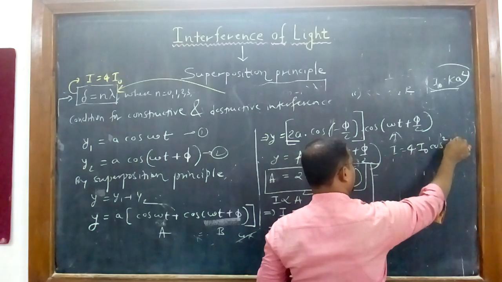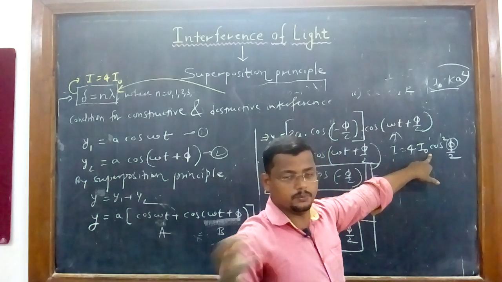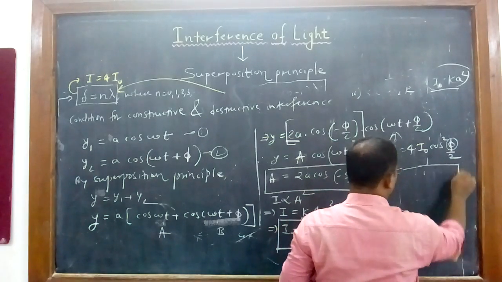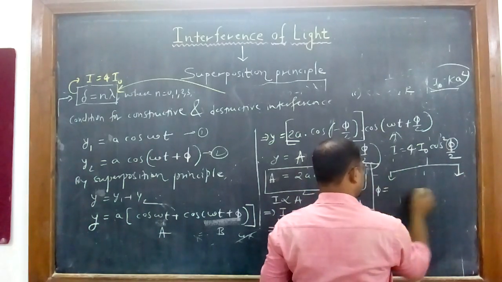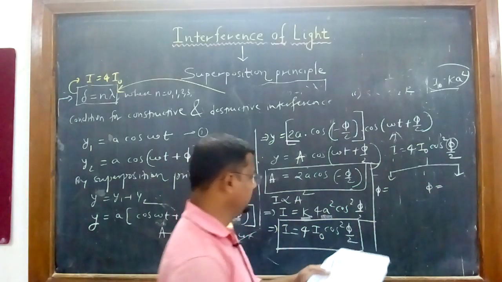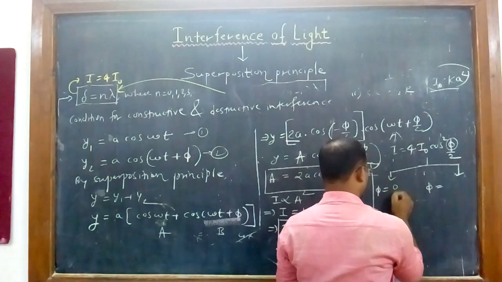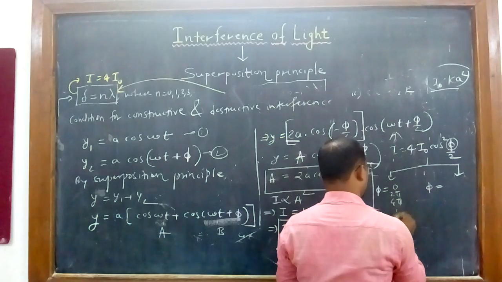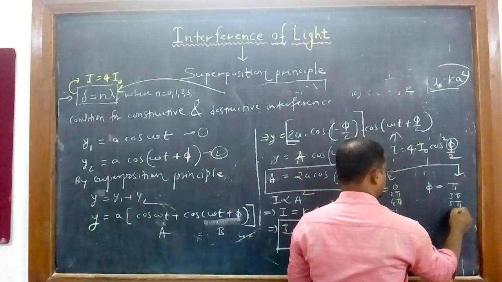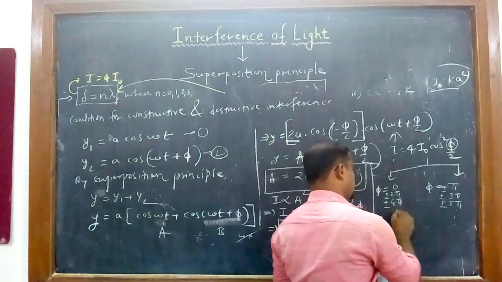Now this phi value will decide whether this intensity is going to be 0 or whether this intensity is going to be equal to maximum. So what are the values of phi available? This is the first one, this is the next one. For the first case it is 0, 2 pi, 4 pi, so on up to, and this is pi, 3 pi, 5 pi, so on up to. It is plus or minus, here also plus or minus. Okay, now you can try this.